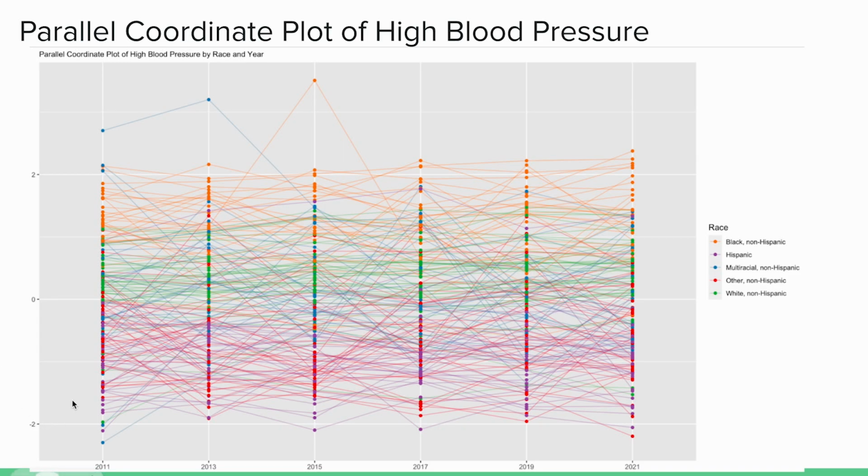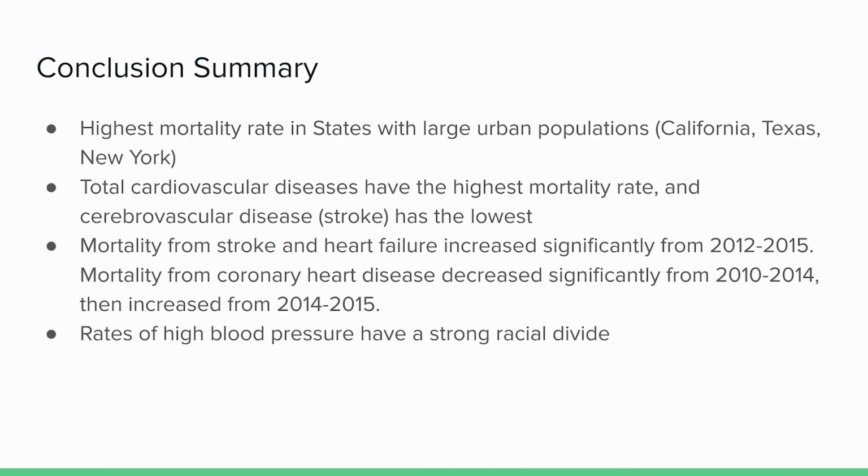Other things to note is that some of these populations down here may not have been to the doctor in a while and do have high blood pressure that just hasn't been diagnosed. It's hard to tell that or calculate that.